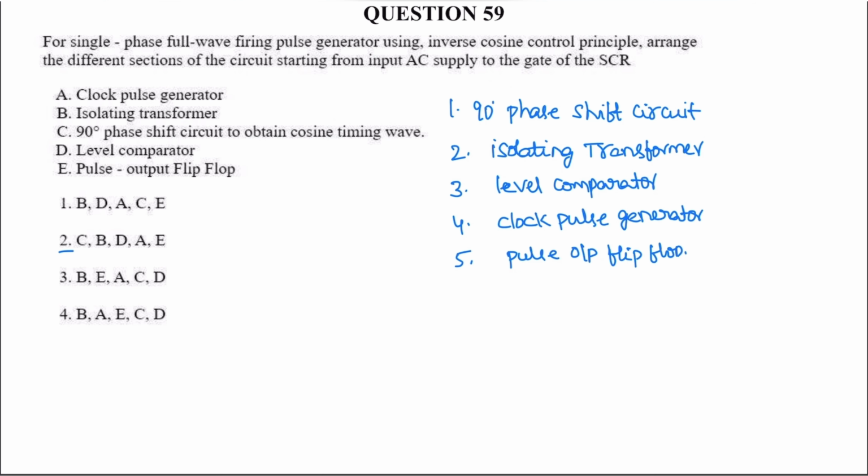So the correct sequence for these blocks is: first is the 90-degree phase shift circuit to obtain the cosine timing wave, second block is the isolating transformer, third is level comparator, fourth is clock pulse generator, and finally flip flop. So this is the correct sequence. Correct option is 2.